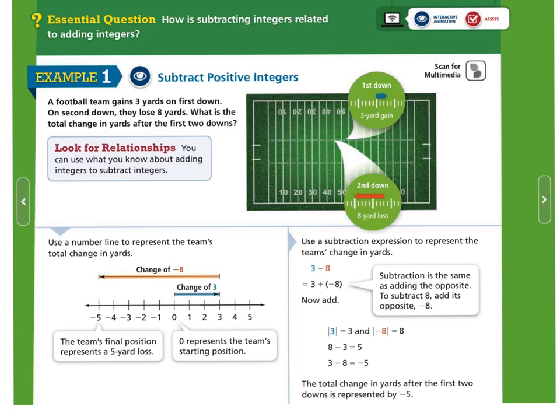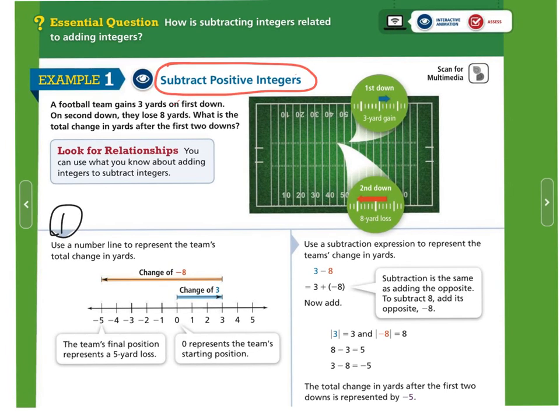The essential question for this lesson asks, how is subtracting integers related to adding integers? Example 1. In this example, we're going to learn to subtract positive integers. A football team gains 3 yards on first down. On second down, they lose 8 yards. What is the total change in yards after the first 2 downs? We're going to look for relationships. You can use what you know about adding integers to subtract integers.